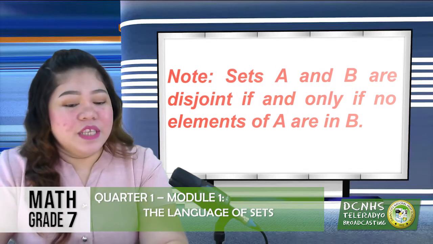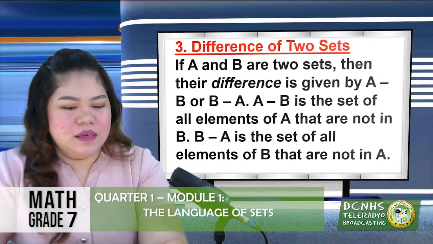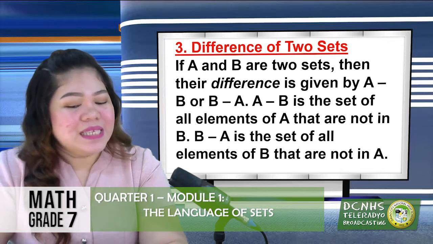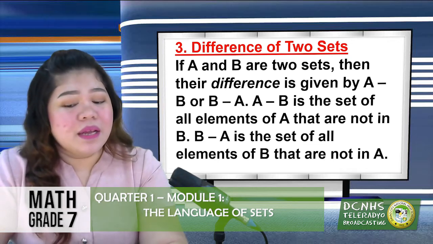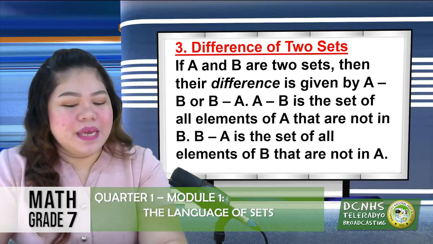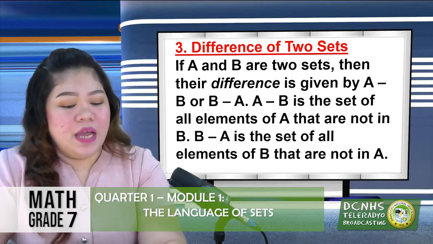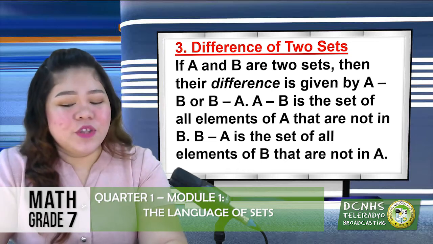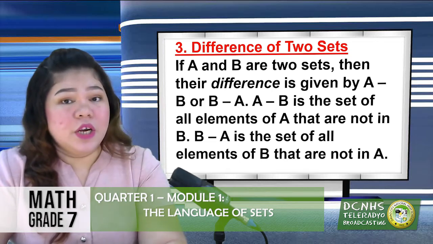Number 3, difference of two sets. If A and B are two sets, then their difference is given by A minus B or B minus A. A minus B is the set of all elements of A that are not in B. And B minus A is the set of all elements of B that are not in A.